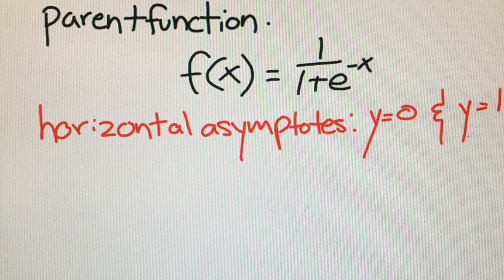The horizontal asymptotes for a logistic function are the numerator of the equation and y equals 0. Y equals 0 will always be one of the horizontal asymptotes. The graph will never reach the horizontal asymptotes, but will slowly approach them.